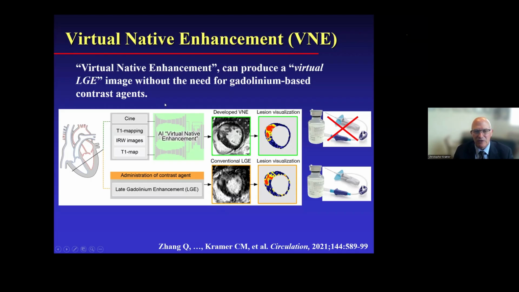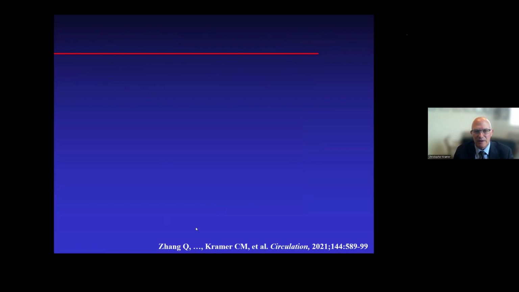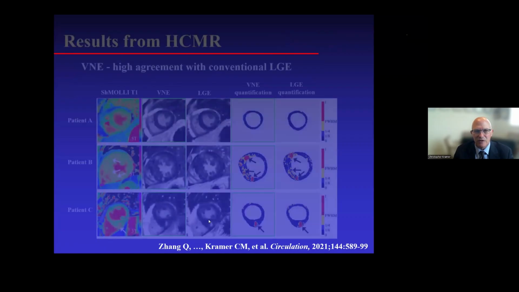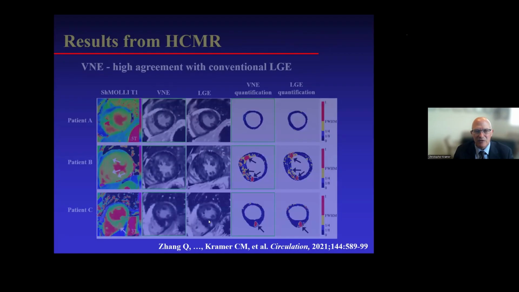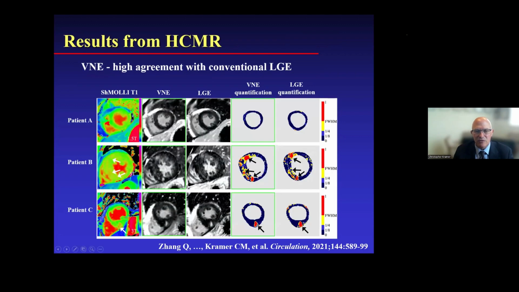But there was excellent agreement in this patient, and in patients in general. You can see the virtual native enhanced images on the left and actual LGE images on the right, and the agreement is excellent. This group has also validated the same approach in ischemic cardiomyopathy, so we can look down the road to an AI approach to not having to give gadolinium to do scar imaging with virtual native enhancement.